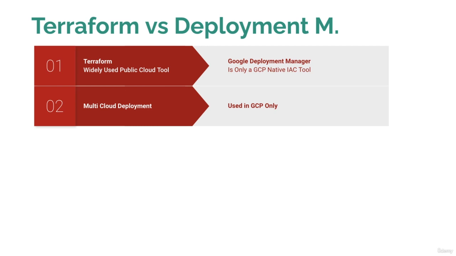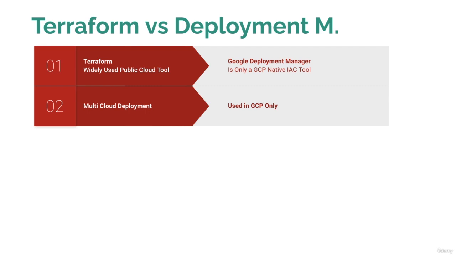Second, as I told you, using Terraform you can deploy on multiple clouds. So with Terraform, it is possible to create a multi-cloud or hybrid cloud deployment where a few of your resources are deployed on cloud A, a few on cloud B, and a few other resources on cloud C. It is also possible to create different configuration files for the primary site or for the disaster recovery site. On the other hand, Deployment Manager is only and only limited to GCP resources.